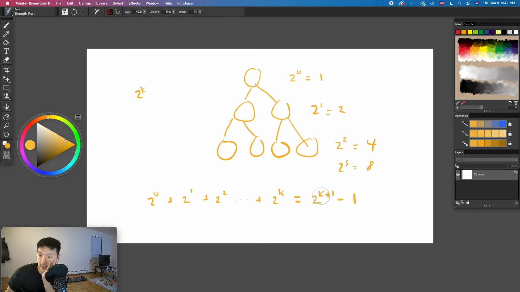So what's 2 to the k here? 3 plus 1 is 4. So 2 to the 4 is 16. 16 minus 1 is 15, right? So that worked out. 1, 3, 7, 15. Yeah, how did that work out anyway?